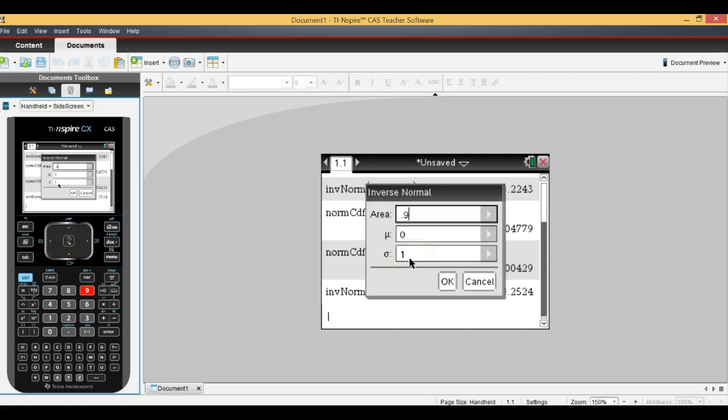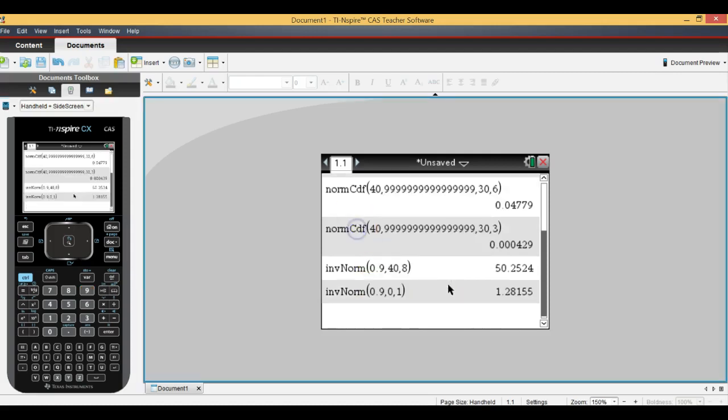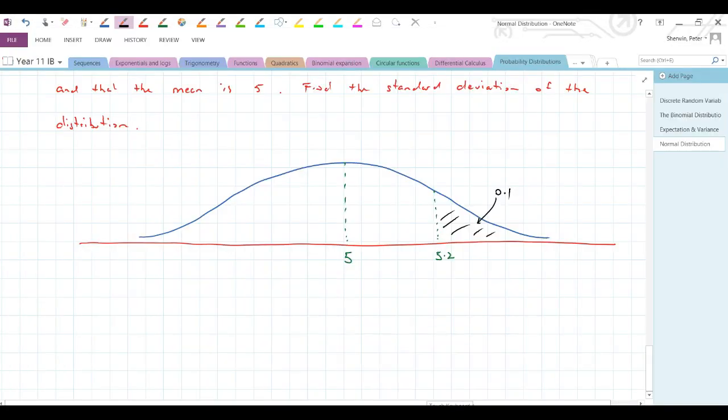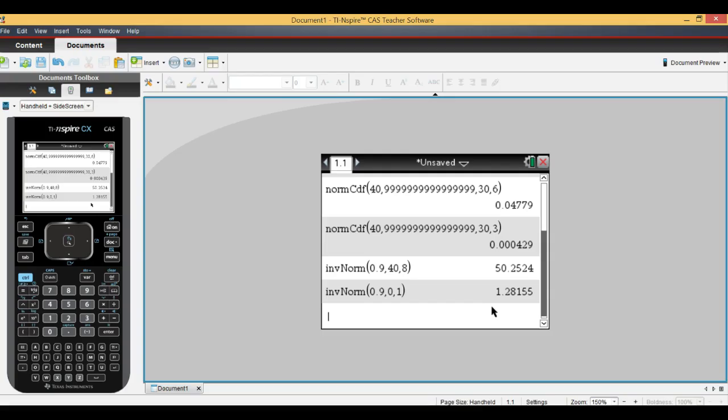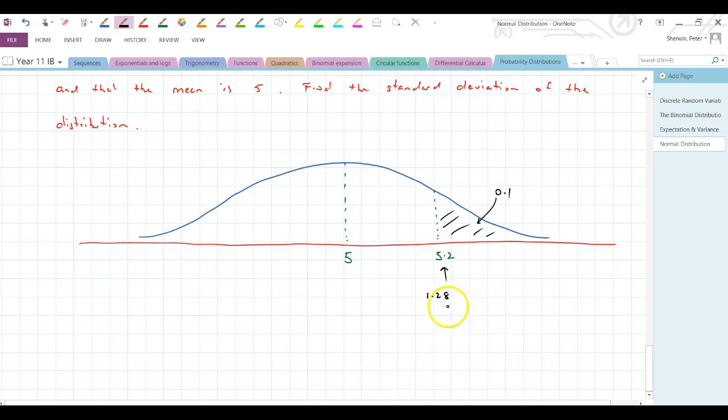That's my standardized normal distribution, so I'm going to leave it like that. I'm going to hit OK, and I'm going to get my result of 1.28155. What that means is that this number here has a z-score of 1.28155.